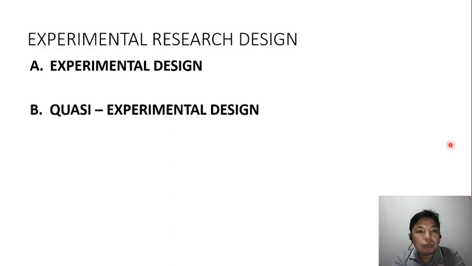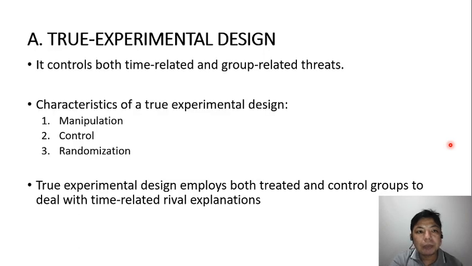So we have two types of experimental research design. You have your true experimental research design. I'm sorry about the typographical error. Letter A is true experimental research design, and letter B is quasi-experimental research design. So what's the difference between the two? A true experimental research design controls both time-related and group-related threats.